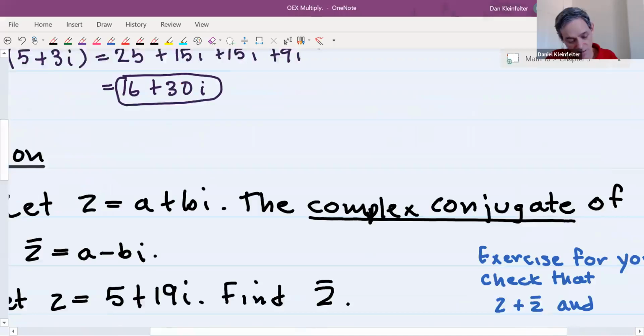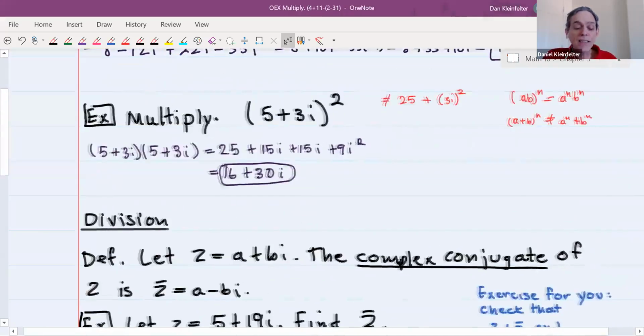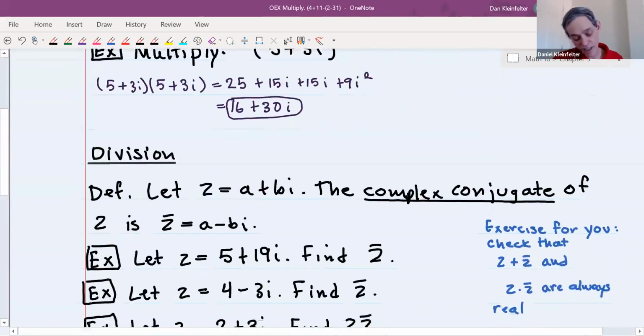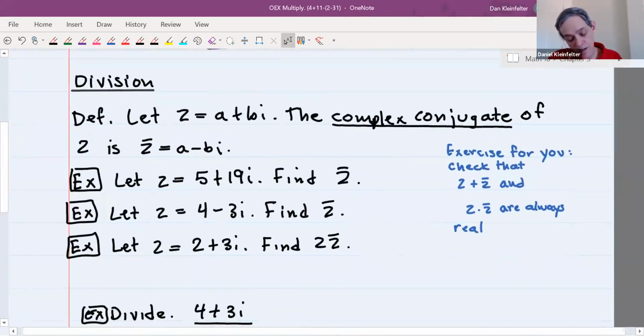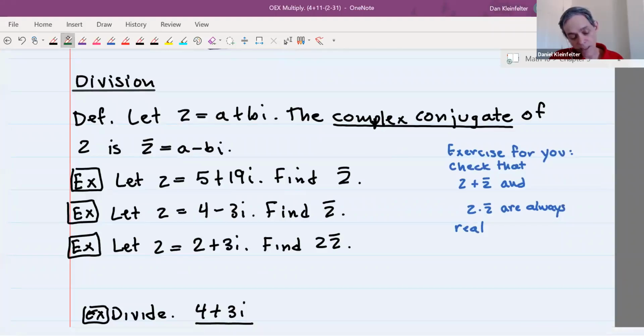Okay, so be careful about that. So we've done addition, subtraction, and multiplication. We're ready to start taking a look at division next. To do division, we need a kind of helper concept, which is the idea of a complex conjugate.